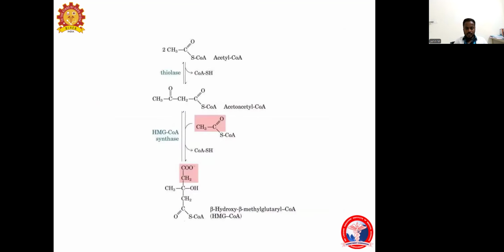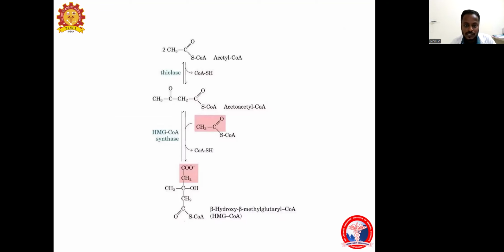So this is acetyl CoA, the starting process for cholesterol metabolism. The first reaction is acetyl CoA being converted to acetoacetyl CoA, catalyzed by the enzyme thiolase. In the next reaction, acetoacetyl CoA plus acetyl CoA form HMG-CoA, catalyzed by the enzyme HMG-CoA synthase. This step is called HMG-CoA formation.